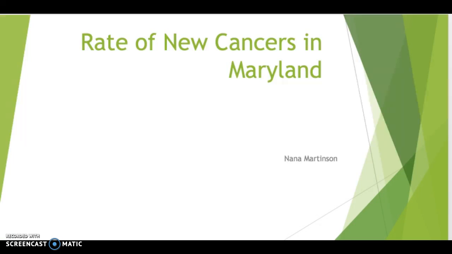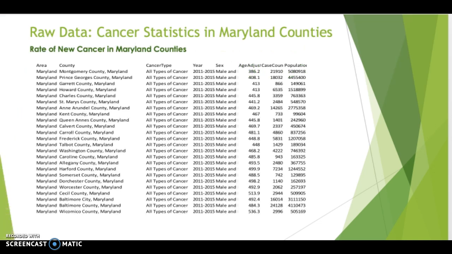So we know that cancer is a huge burden in our society. In the US, it's actually the second leading cause of death among Americans, and 1 out of 4 deaths in the US is due to cancer. My cancer data will look at cancer statistics in Maryland.